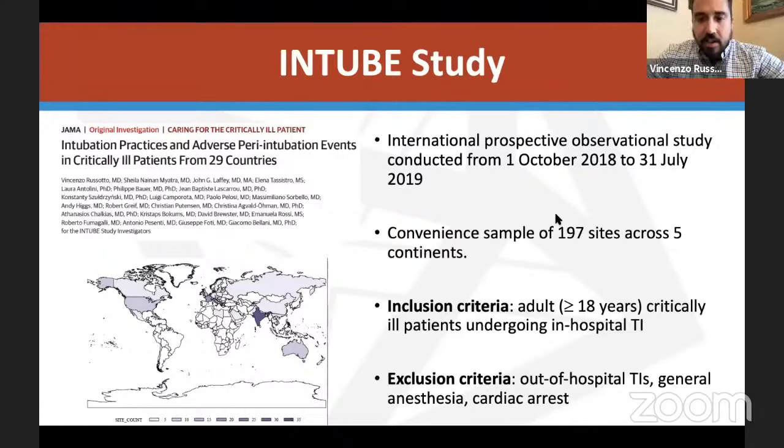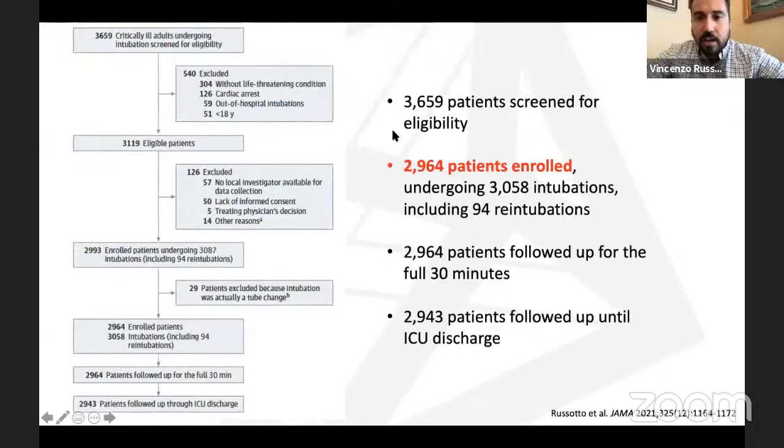We involved almost 200 sites around the globe, and this is an important value of this study because for the first time we have a picture of many geographical areas and also different levels of critical care. And we collected information on adult critically ill patients undergoing consecutive in-hospital intubation. And we finally enrolled approximately 3,000 patients undergoing endotracheal intubation in critical care.